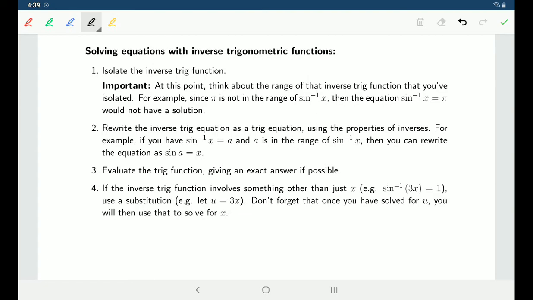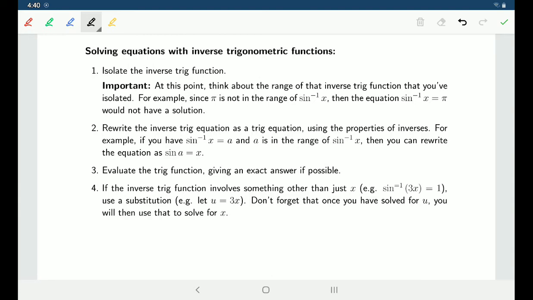Welcome back, everyone. In the last part of this section, we are going to talk about solving equations where there's an inverse trig function. So the plan is we'll start off always by isolating our inverse trig function, rewriting it so that that inverse trig function is just by itself on one side of the equation.